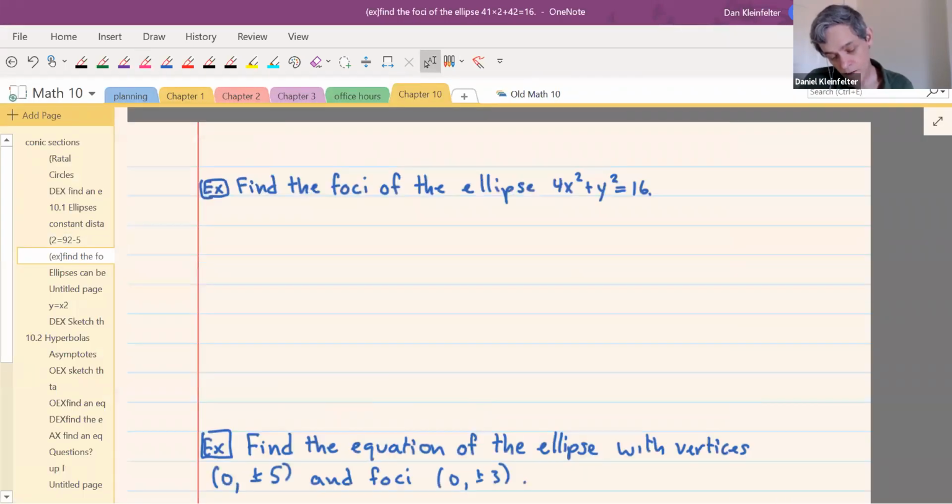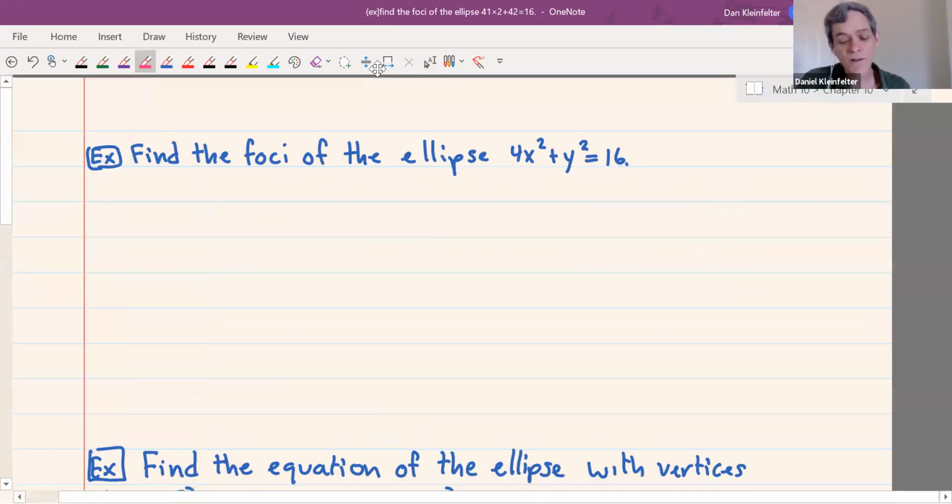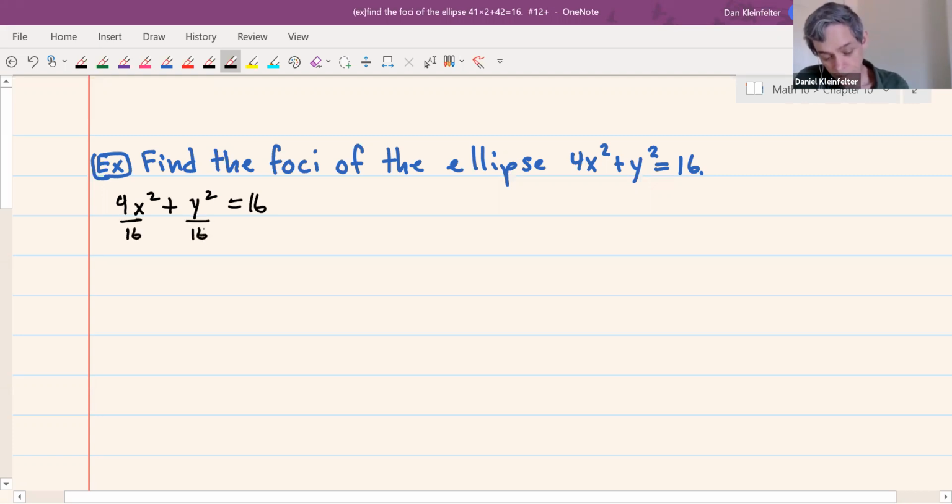Okay, so let's try a little bit more. For this next example, we're just trying to find the foci. Maybe if we're interested, we'll find some other stuff. Once again, I need to rewrite this a little bit so that there's a 1 on the right side. So it's 4x squared plus y squared equals 16. I'm going to divide all three terms by 16. 4 over 16 is a fourth, so we'll have x squared over 4. y squared over 16 is just y squared over 16. And then the right side is a 1.